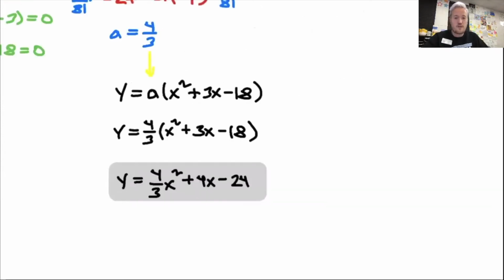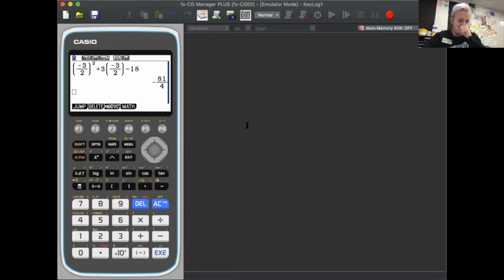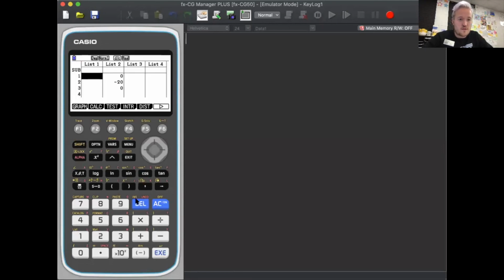All right, so now I'm going to check it real quick using, what's it called? Calculator, Casio. There we go. All right, so I'm going to go to menu, statistics. I'm going to get rid of all this garbage. And I want to plug in the new points. So -6, -3 divided by 2 for -3 halves, and 3. Now I want to go over here, plug in the corresponding y values. So 0, -27, and 0.